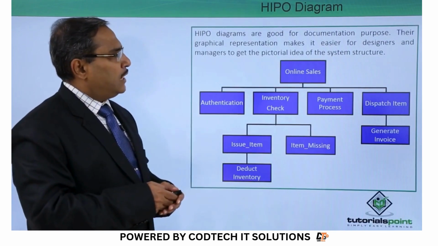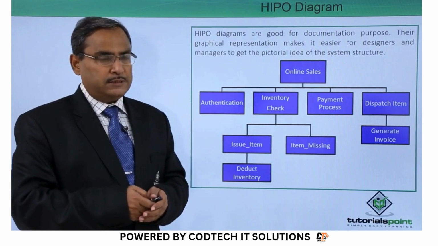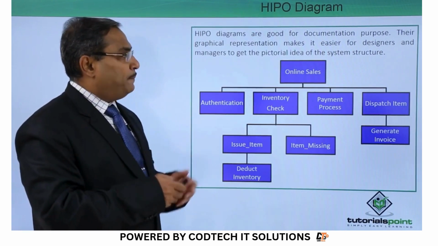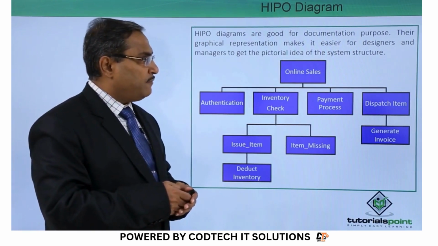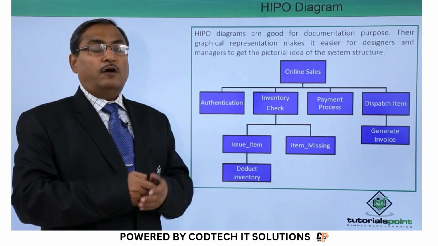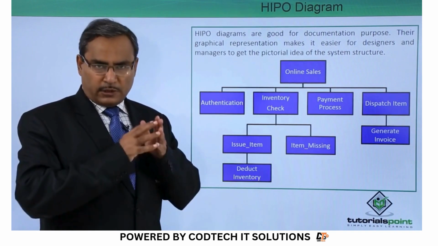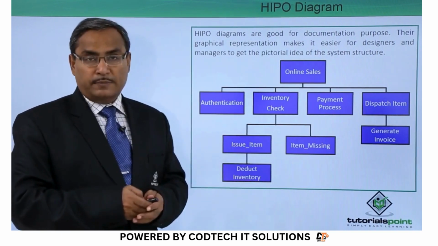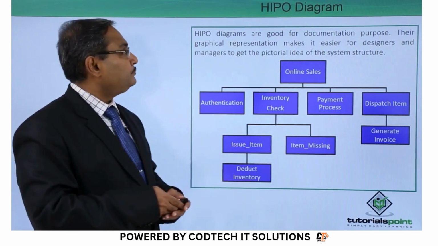So HIPO diagrams are good for documentation purposes. Their graphical representations make it easier for the designers and the managers to get the pictorial idea of the whole system structure. So for this purpose, this HIPO diagram is actually there.